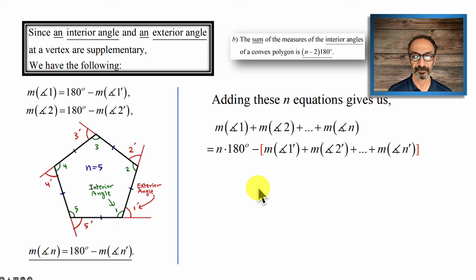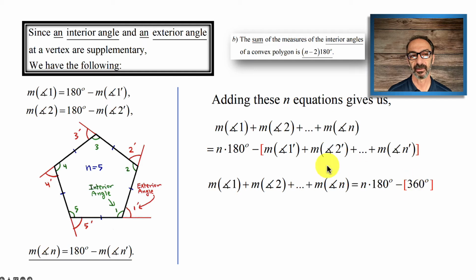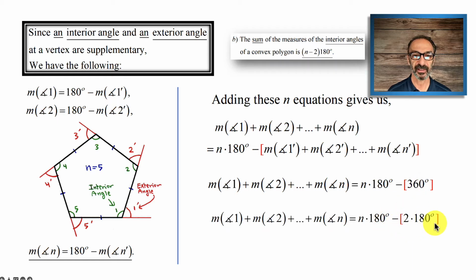Now what happens is the measure of the exterior angles, 1 prime, 2 prime, 3 prime, all the way to n prime, we said earlier from part A that it's 360. So I'm going to reduce this and write 360. That's 360 inside the red brackets. Now, to simplify this, I'm going to write 360 as 2 times 180. So I have 2 times 180. Now, in this case, I have 180 here and 180 here. n times 180 minus 2 times 180.